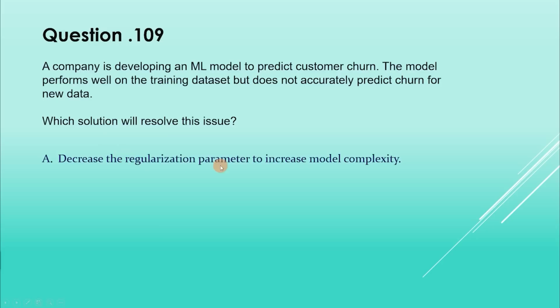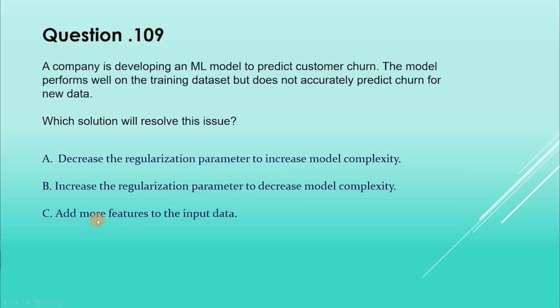Here are the options. Option A, decrease the regularization parameter to increase model complexity. Option B, increase the regularization parameter to decrease the model complexity. Option C, add more features to the input data. Option D, train the model for more epochs. Try to guess the correct answer again.